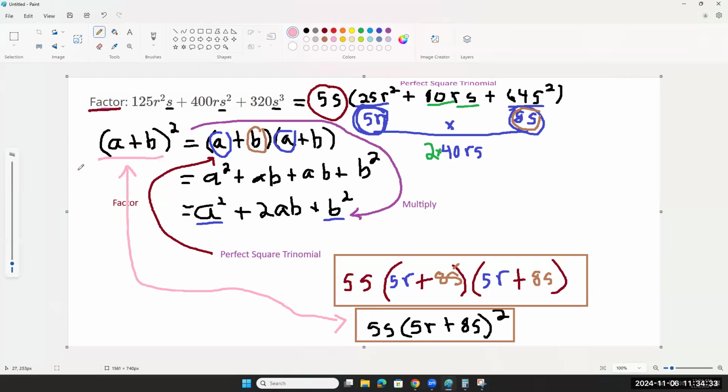Okay, so when you have a perfect square trinomial, the factors will be found by taking the square root of the first and the last. Actually, we're working off of this one. Taking the square root of the first and the last, and then putting them into this form. That's how you work with this problem.